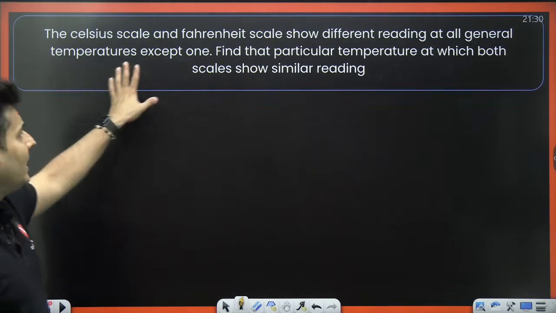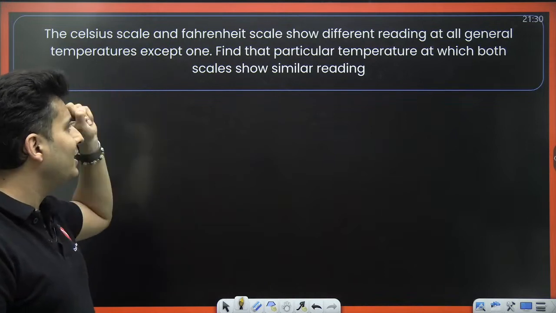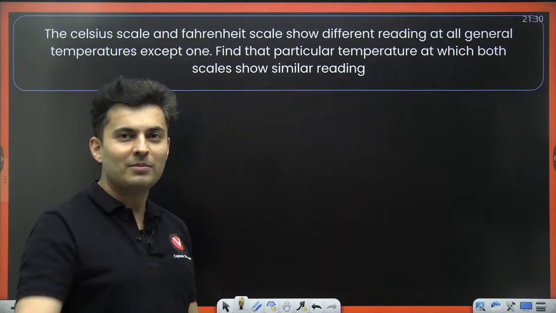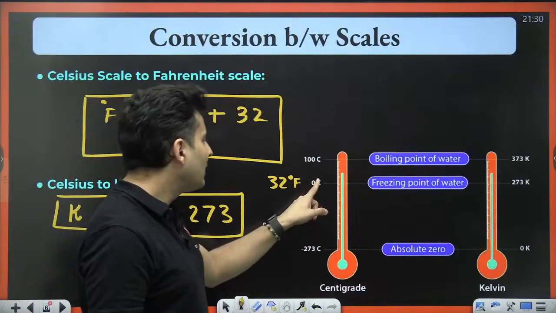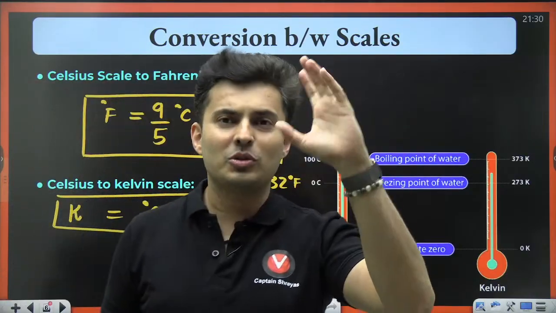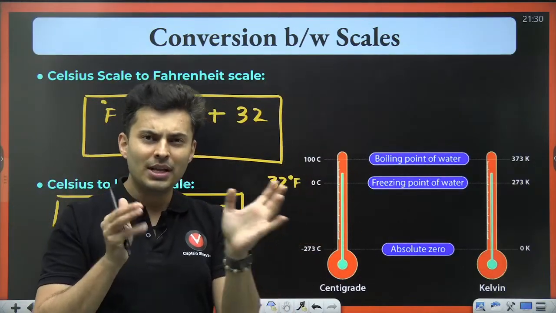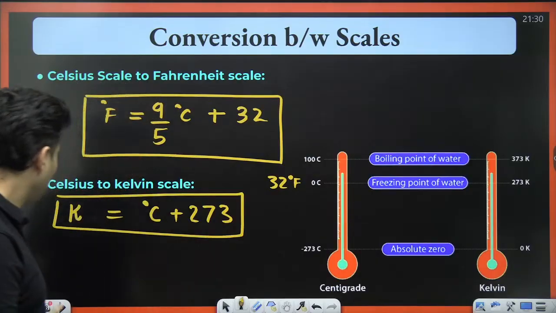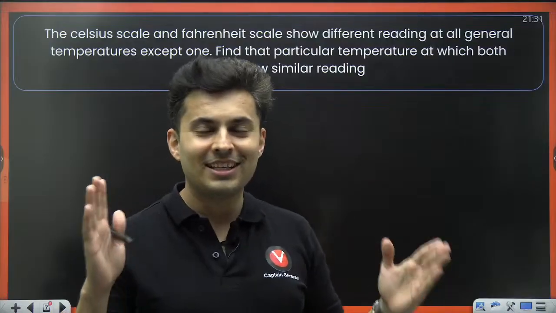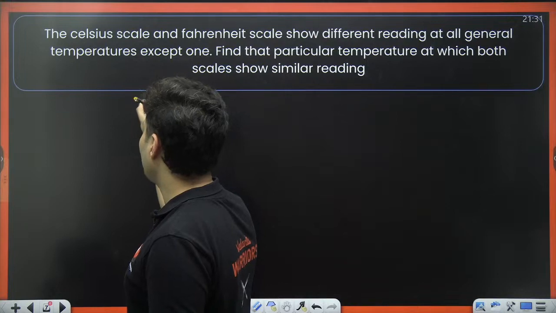Now, the Celsius scale and the Fahrenheit scale show different readings for many temperatures. Except there is one reading when both of them show the same value. Like 0 in Celsius is 32 in Fahrenheit. Maybe 98 Fahrenheit is close to 37 degrees. The values are different. 98, 37, 0, 32. Is there some value in both the scales where both of them are same? Answer is yes.